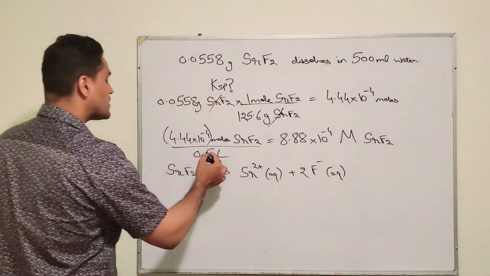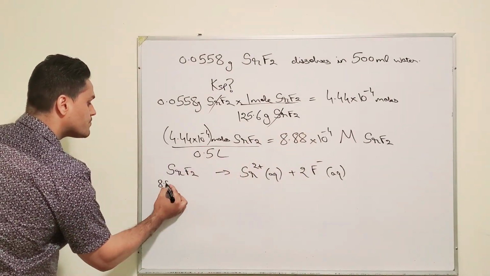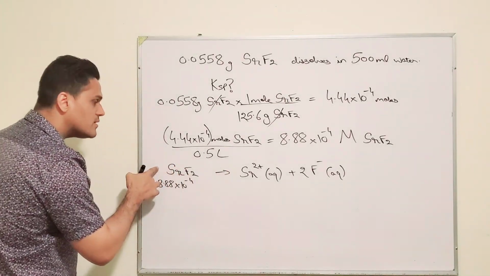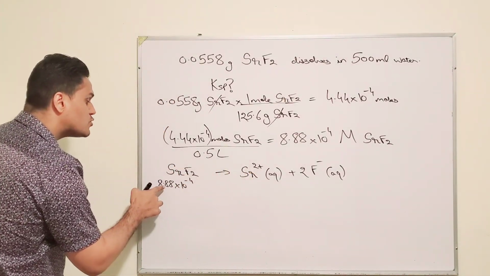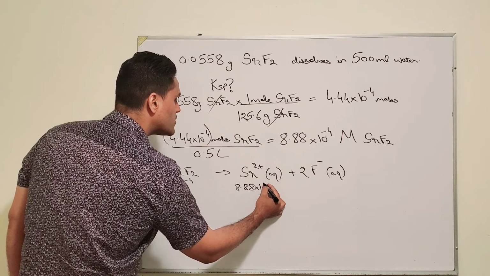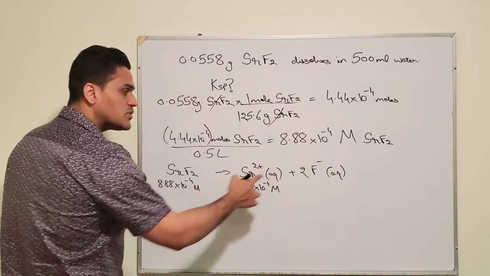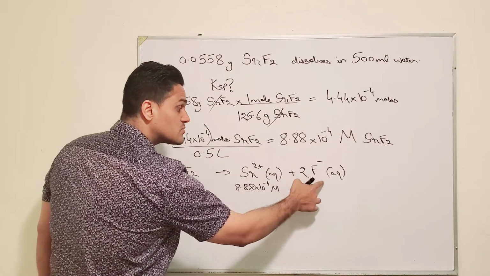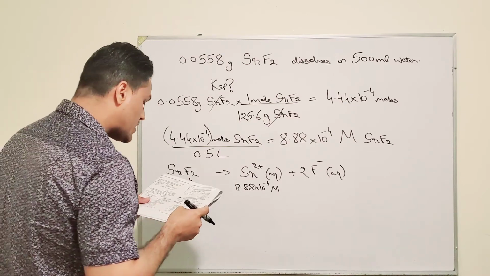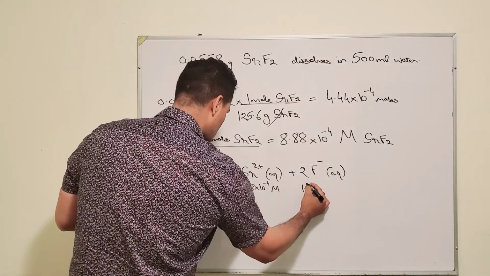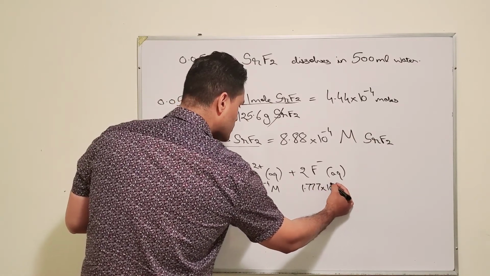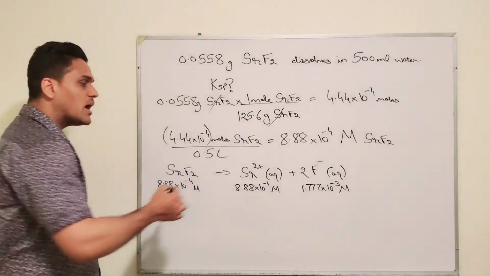Now the concentration of SrF2 was 8.88 times 10 raised to the power minus 4. The molar ratio is 1 to 1. That means the concentration of Sr2+ will be the same. So that will be 8.88 times 10 raised to the power minus 4. Now this one has a 2 in front, so that means the concentration for that is going to be twice of that. So you're going to take this concentration multiplied by 2, and that should give you 1.777 times 10 raised to the power minus 3 molar. Now you have the concentration of each ion.